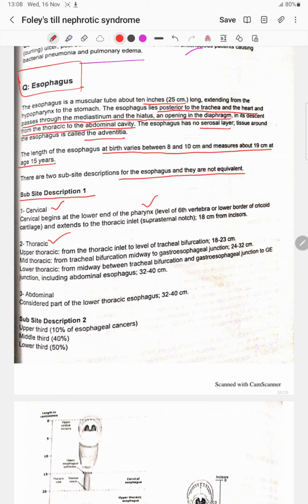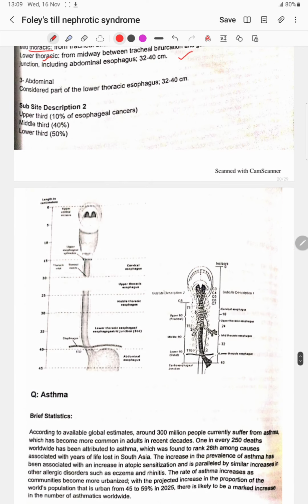Number two is the thoracic. The upper thoracic extends from the thoracic inlet to the level of the tracheal bifurcation, 18 to 23 centimeters, the mid thoracic from the tracheal bifurcation midway to the gastroesophageal junction, 24 to 32 centimeters, and the lower thoracic from midway between the tracheal bifurcation and the gastroesophageal junction to the GE junction, including the abdominal esophagus, 32 to 40 centimeters. The abdominal is considered a part of the lower thoracic esophagus, 30 to 40 centimeters.